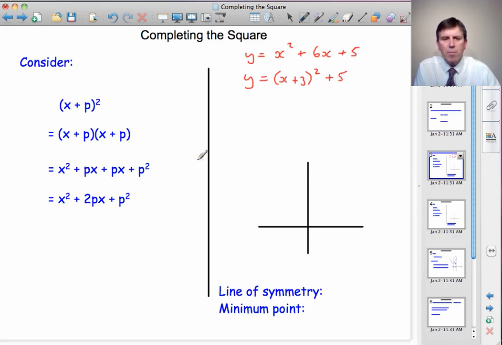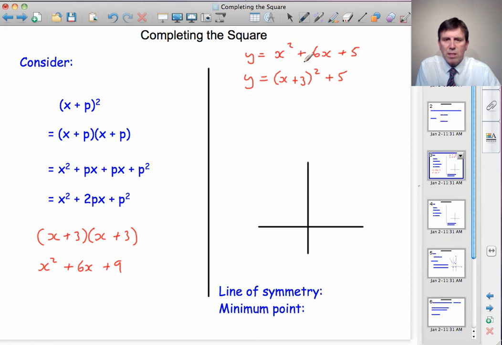Now the question is, is that the same as that? Well, no, it isn't, because we can see down here it also introduces this p squared term. So let me show you. If we have x plus 3 multiplied by x plus 3, that gives us x times x is x squared, x times 3 is plus 3x, plus 3 times x is plus another 3x, so that does give us the plus 6x we want, but it also gives us plus 3 times plus 3, which is plus 9.